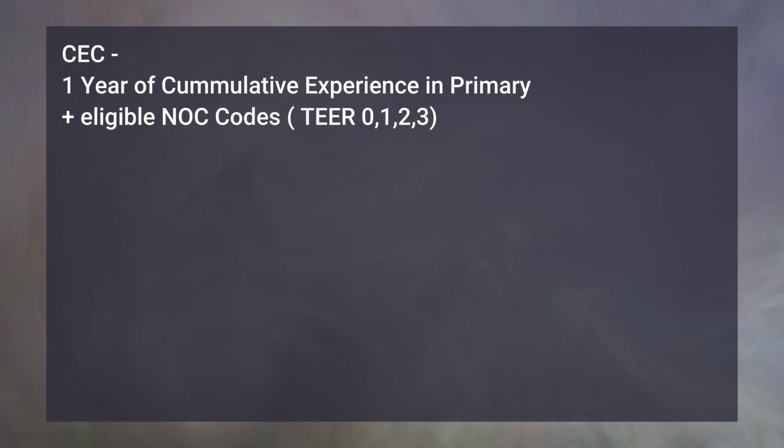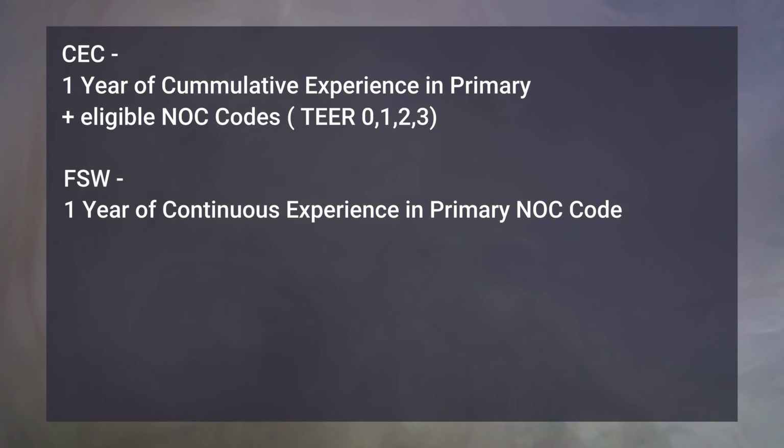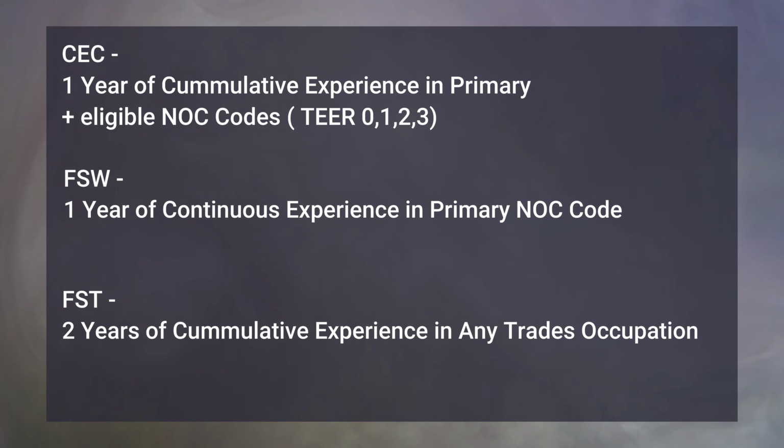I will provide details about each type of error and their respective programs, whether it is for CEC, FSW or FST. The first and the most common error is the work experience. You need to have at least 1 year of experience in your primary NOC code occupation for Canadian Experience Class. You need to have at least 1 year of continuous experience in your primary NOC code occupation for Federal Skilled Worker. And you need to have at least 2 years of full-time work experience in any skilled trade for the FST eligibility. If you do not meet at least one of these criteria, your profile will be ineligible.